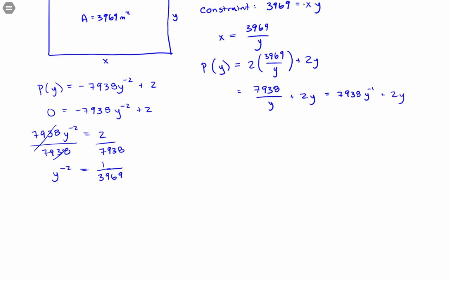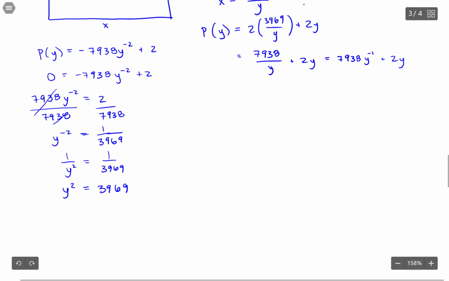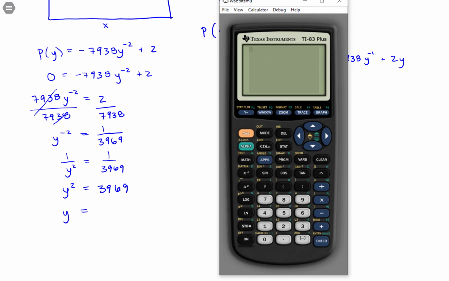What I can do next here, y to the negative second is the same thing as 1 over y squared. So effectively, if I just cross multiply here, so y squared times 1, 3969. So this would be y squared equals 3969. You can think of it as just inverting both sides as well. And when I take the square root here, this number is probably just crazy enough to be a perfect square. So square root of 3969 is 63. Okay.